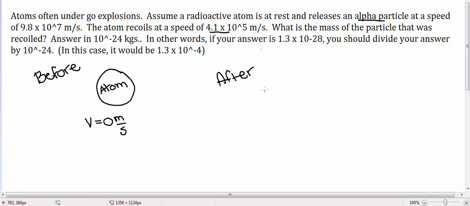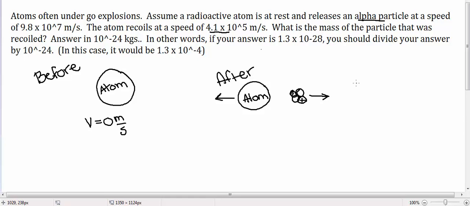Our image would look like this. We have the big atom, which is going to recoil, which means that it's going to go backwards. So I'm going to draw an arrow that represents going backwards. And then we have this alpha particle. Remember, the alpha particle is made up of 2 protons, which are positive charges, and 2 neutrons, which are just neutral. And this alpha particle is going to travel in the opposite direction.